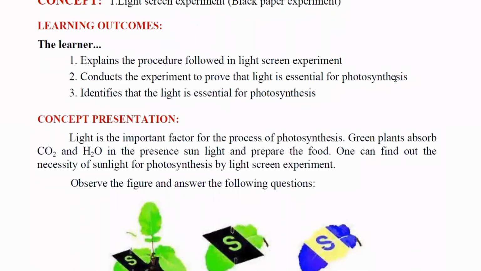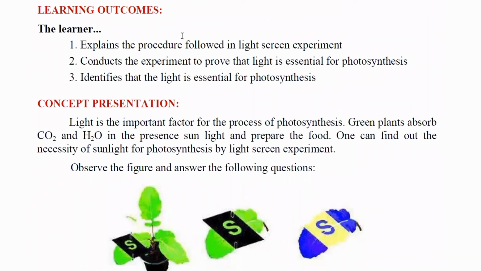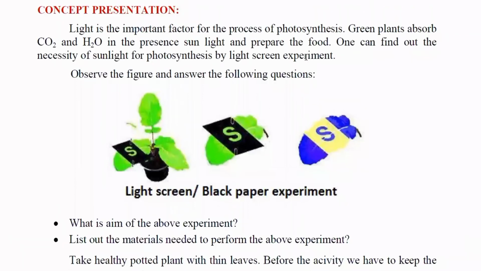Now what do the students learn from this activity or experiment? The main learning outcome is to explain the procedure followed in the light screen experiment and conduct the experiment to prove that light is essential for photosynthesis, and to identify that light is essential for photosynthesis. Next you have to go to the concept presentation about this experiment, which I will explain.